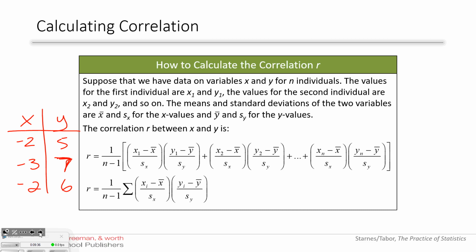In order to find the R value, what you would do is isolate the X values from their Y values. And you would say, well, let me just look at these X values. Let me find the mean of all the X's and the standard deviation of all the X's. In other words, what's the mean of these three numbers, -2, -3, -2? And then what's the standard deviation?